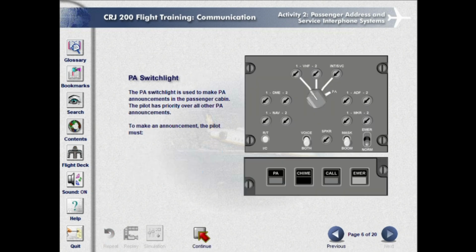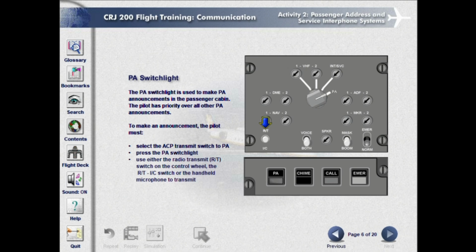PA switch light. The PA switch light is used to make PA announcements in the passenger cabin. The pilot has priority over all other PA announcements. To make an announcement, the pilot must select the ACP transmit switch to PA. Press the PA switch light. Use either the radio transmit switch on the control wheel, the RTIC switch, or the handheld microphone to transmit.